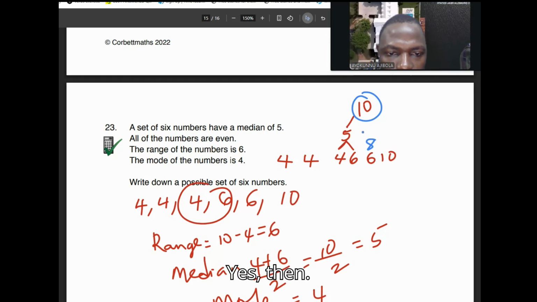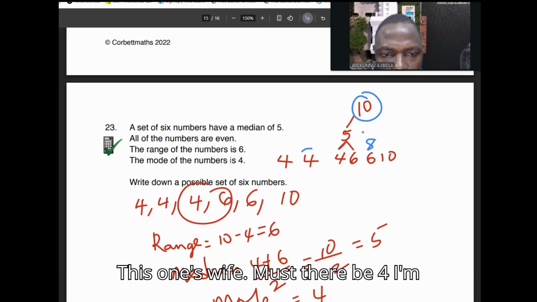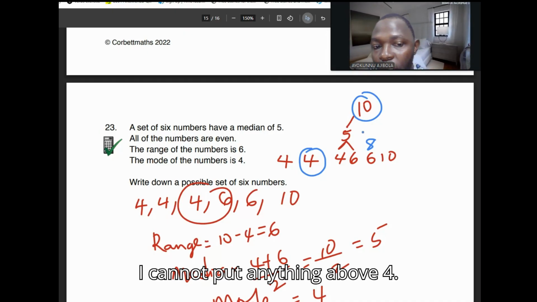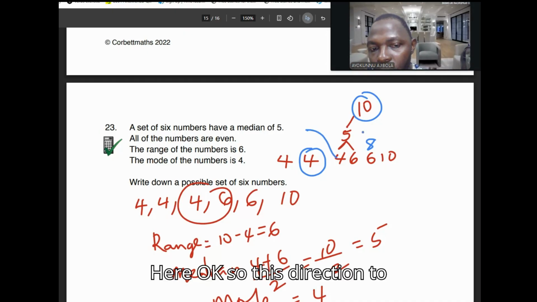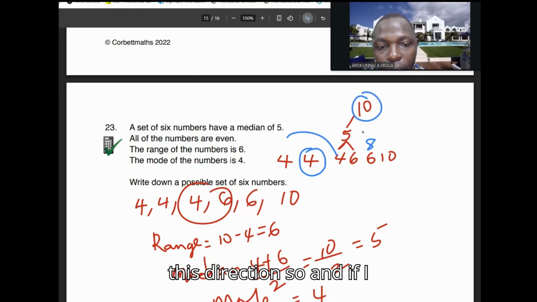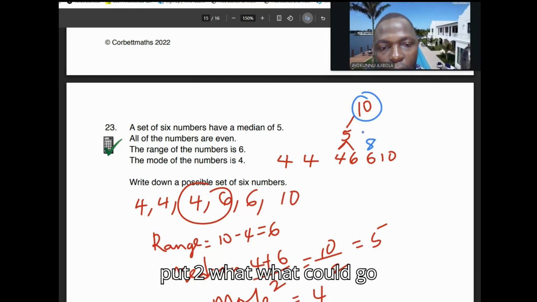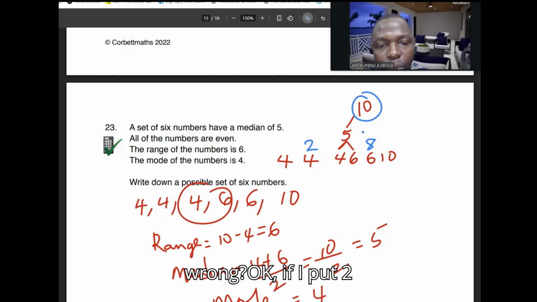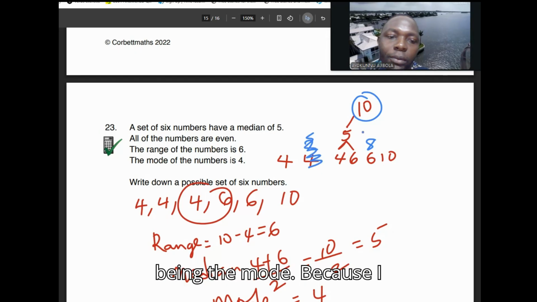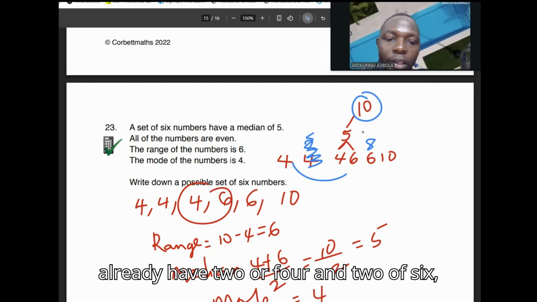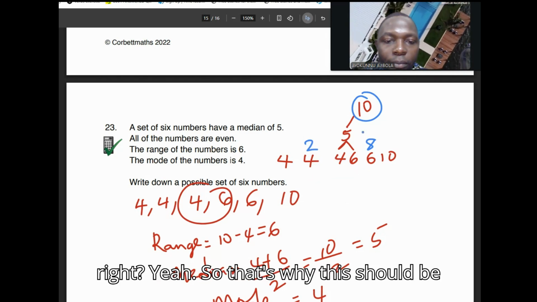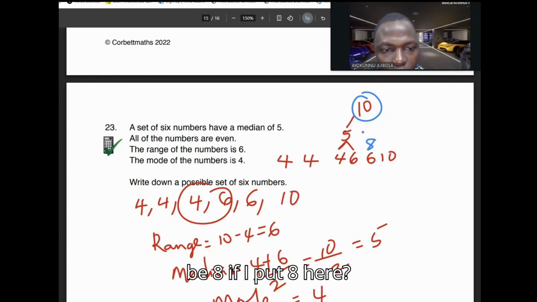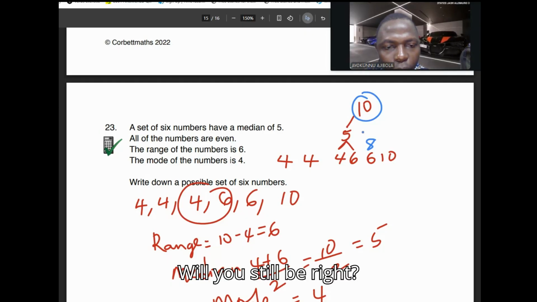Then this one, why must it be 4? I'm trying to see. I cannot put anything above 4 here. And if I put 2, what could go wrong? If I put 2, it will also reduce the chance of 4 being the mode, because I already have 2 of 4 and 2 of 6, right? That's why this should be 4. And why shouldn't this be 8? If I put 8 here, will it still be right?